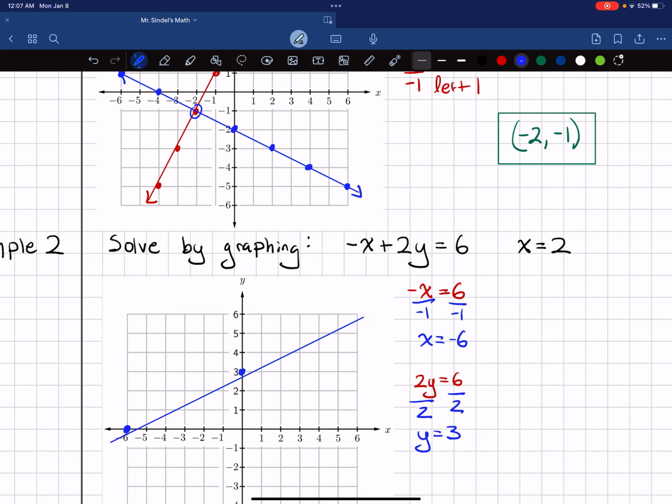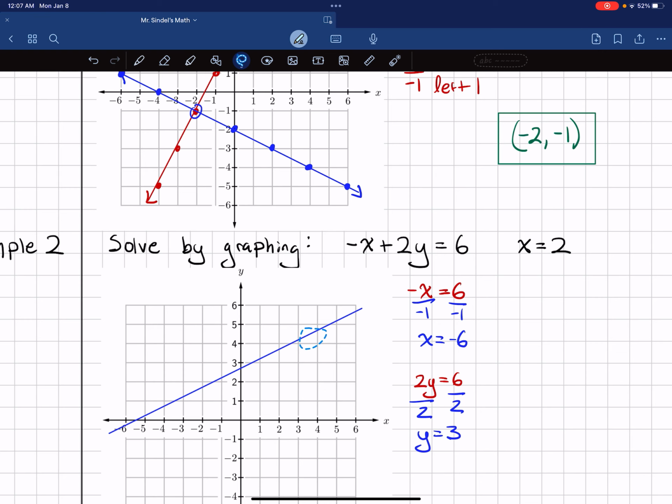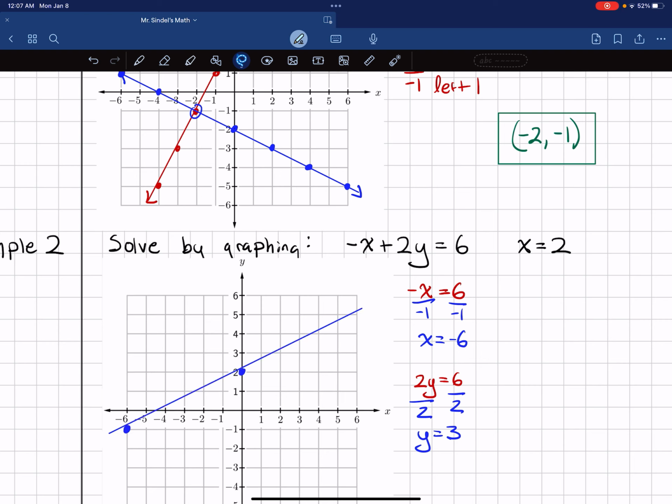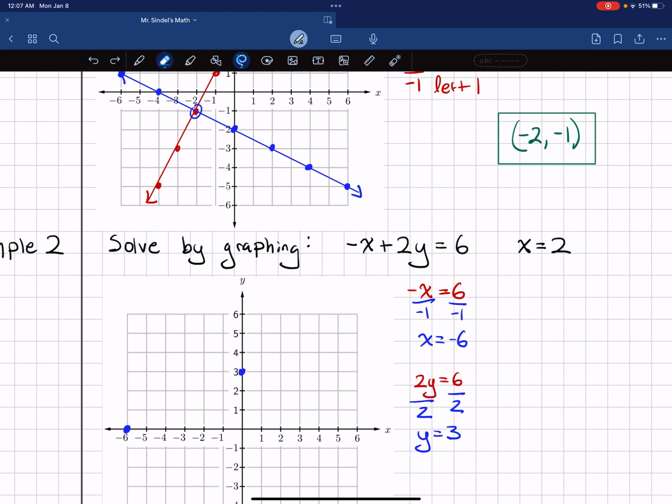Ooh, that line is a little bit off though, isn't it? Here, let's fix that. That's not what I meant to do. I guess I can move the graph if I'm careful about it. Let me just do the line better. There we go.